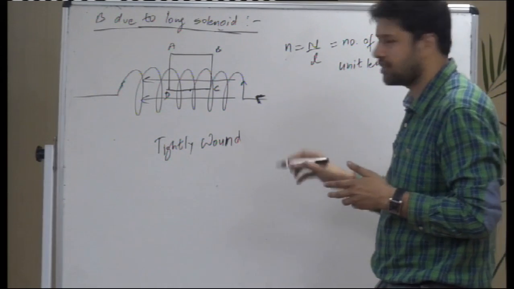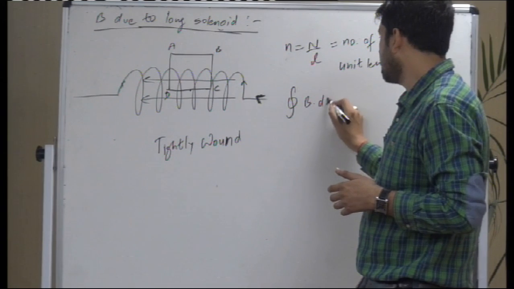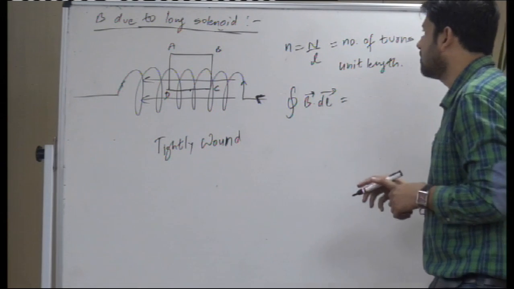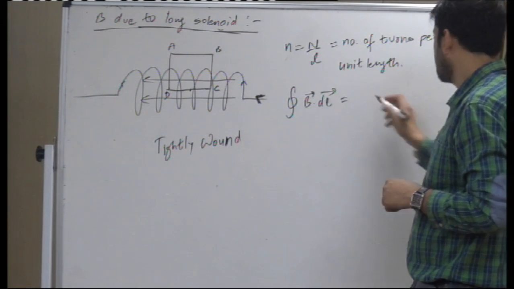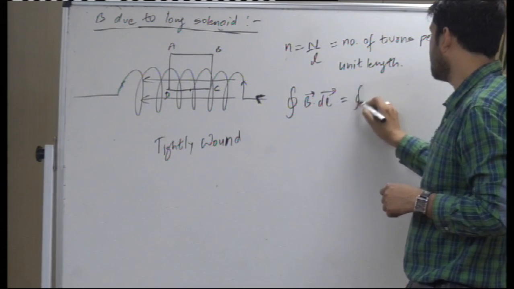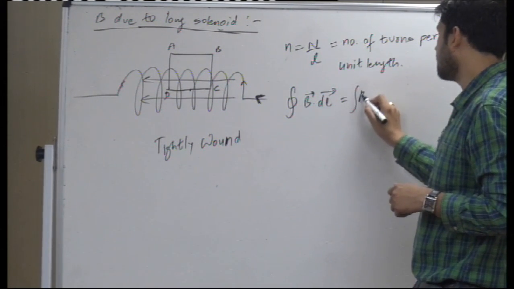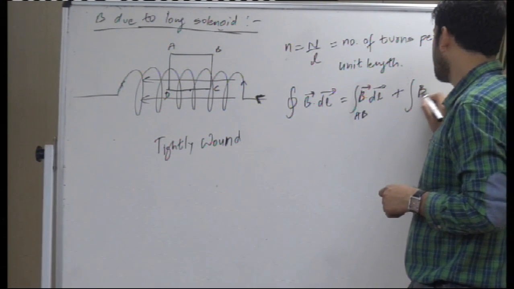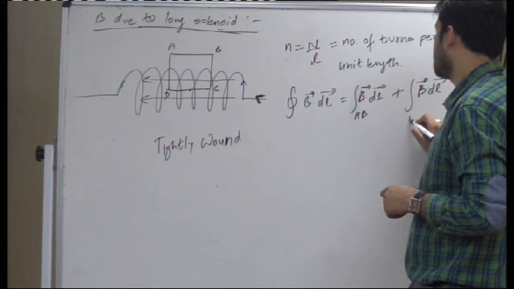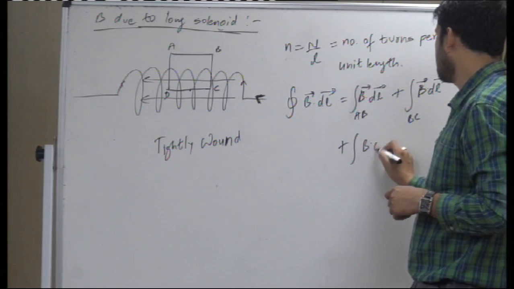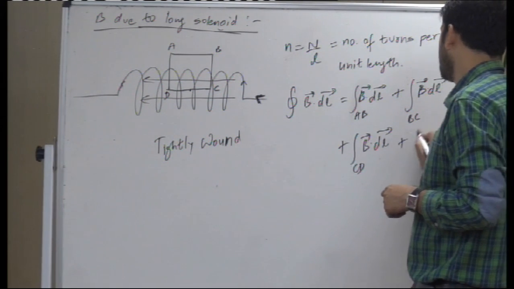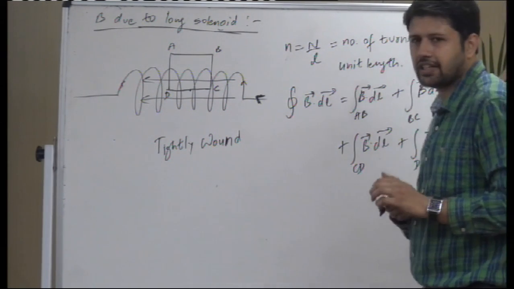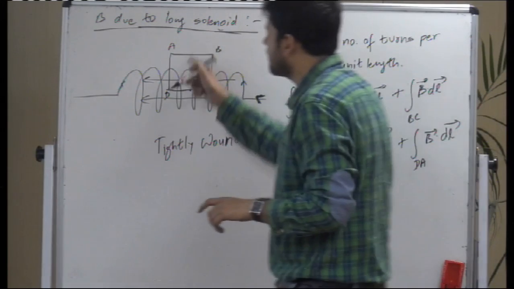Let's first find the line integral. Now the line integral would be due to 4 sides. This is the line integral associated with side AB, the line integral associated with side BC, CD and DA. Now let's check what happens for AB.